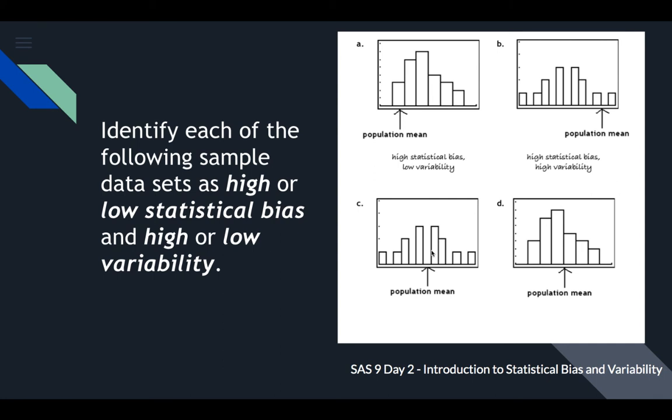The further away the population mean is from the sample mean, the higher the statistical bias, and the closer the population mean is to the sample mean, the lower the statistical bias. So this is low statistical bias because the population mean and the sample mean are in the same spot, but it's really spread out data values, so that's high variability. Finally, the last one is exactly what any quality assurance guy likes to see: low statistical bias and low variability.